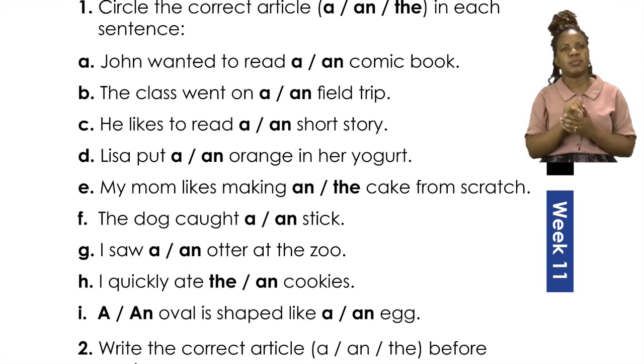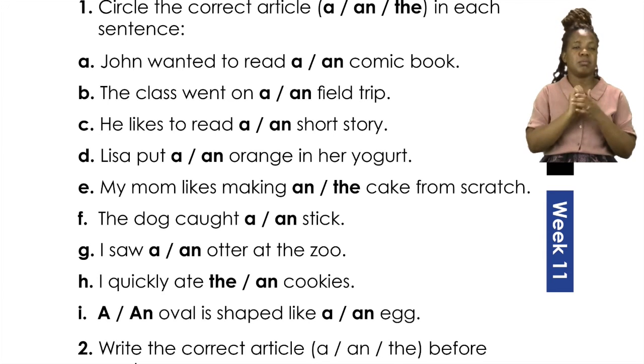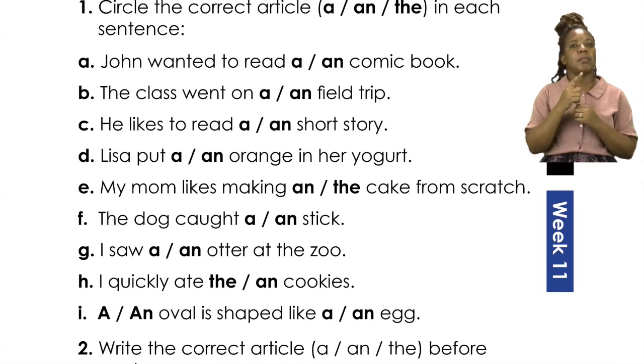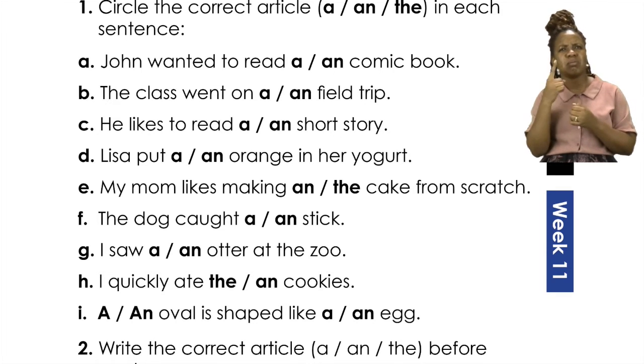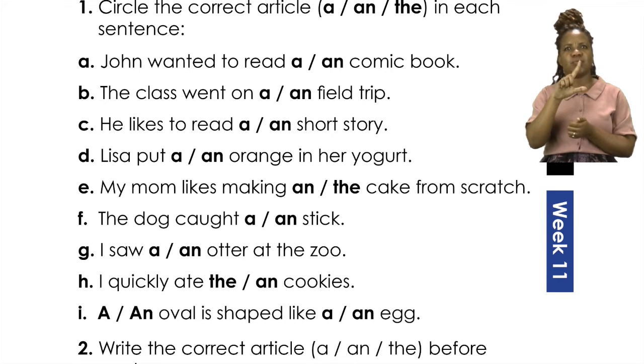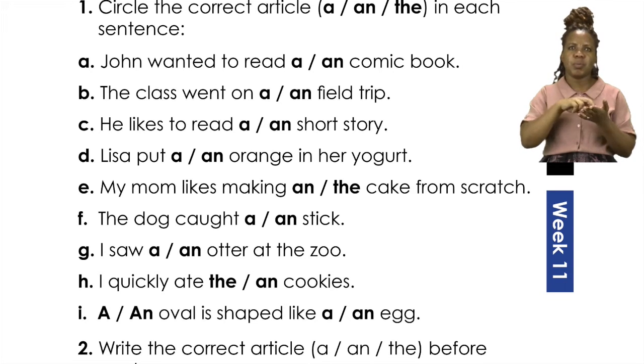Now remember, we did say that if you are going to use an, you need to look at the words that start with vowel sounds. But the word we're going to be focusing on is the word cookies. Cookies. There is no vowel sound there, so that means that the article we're going to choose is the article the.